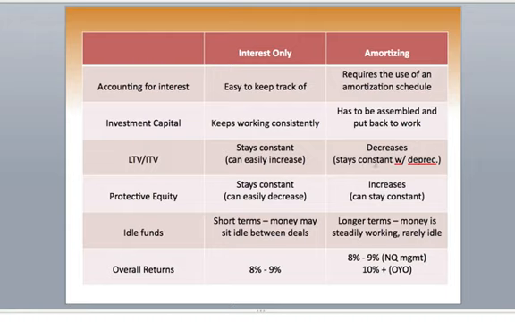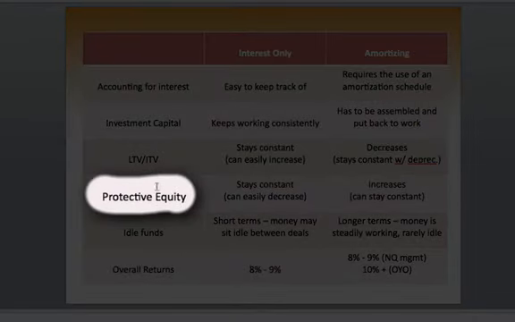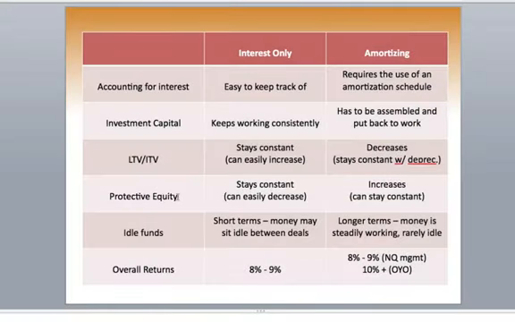But okay, so protective equity, this is the opposite side, right? Protective equity is that cream that's floating on the top that protects you. With interest only, the protective equity, just like loan to value, stays constant if the value of the property stays constant. It can easily decrease. If there's a 10% decrease in the value of the property, you're going to have a 10% decrease in your protective equity. That equity in the house that's on top of your loan that is there to keep you safe in the worst case scenario.